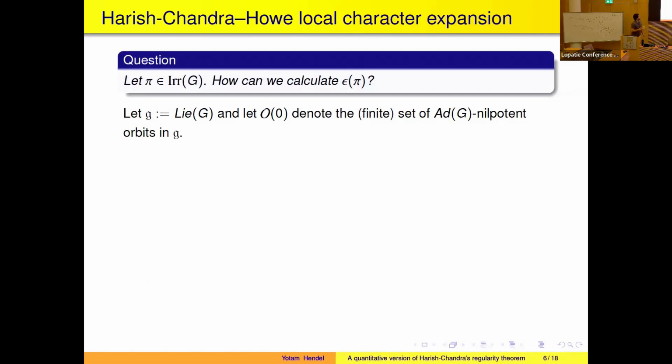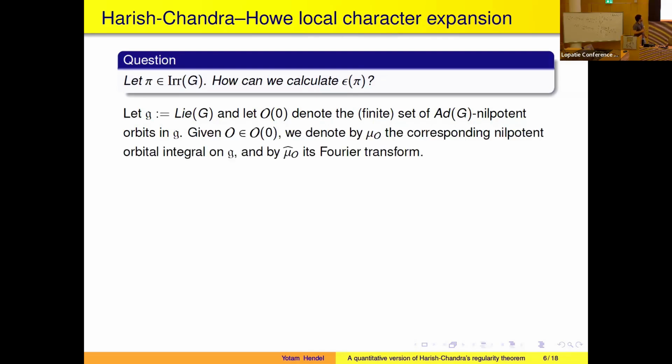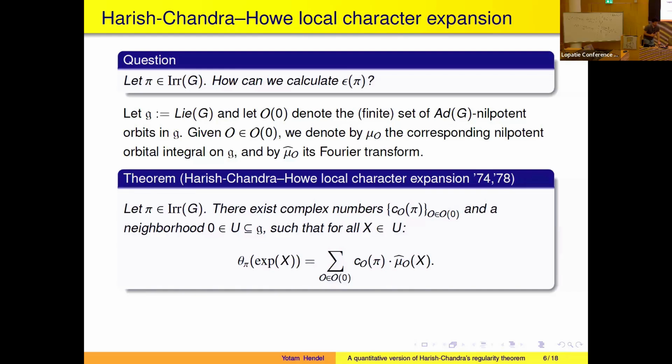So let me denote by g the Lie algebra of G, and let me denote by O of 0 the set of nilpotent orbits of G on its Lie algebra. Then, if I have a nilpotent orbit, as usual, it supports some invariant measure, and by a theorem of Deligne-Ranga Rao, this measure extends to a measure on the Lie algebra. I denote this nilpotent orbital integral by mu of O, and by mu hat its Fourier transform. And now the Harish-Chandra character expansion tells us that near identity, we can describe the character of an irreducible representation as a linear combination of Fourier transforms of nilpotent orbital integrals. So more precisely, I have some complex numbers depending only on the representation, and some neighborhood of identity in the Lie algebra, such that for every x in this small neighborhood, theta pi of exp of x is given by this linear combination.